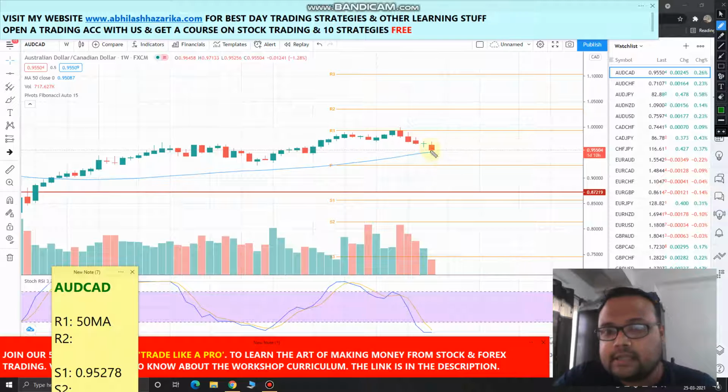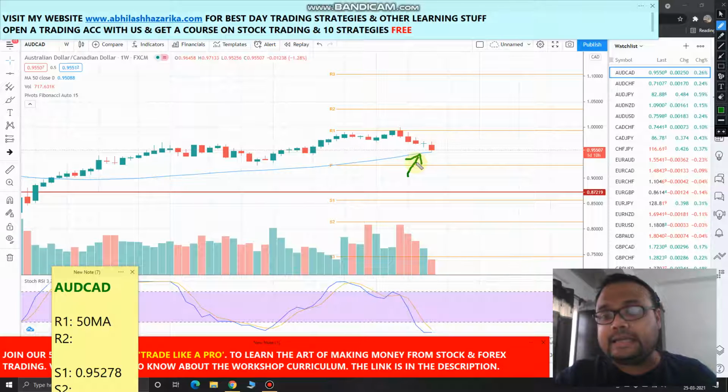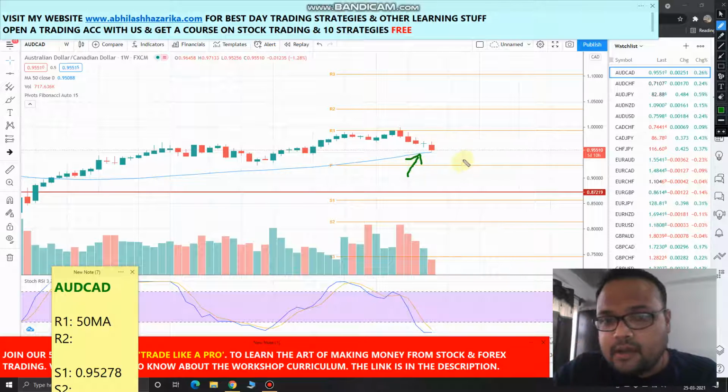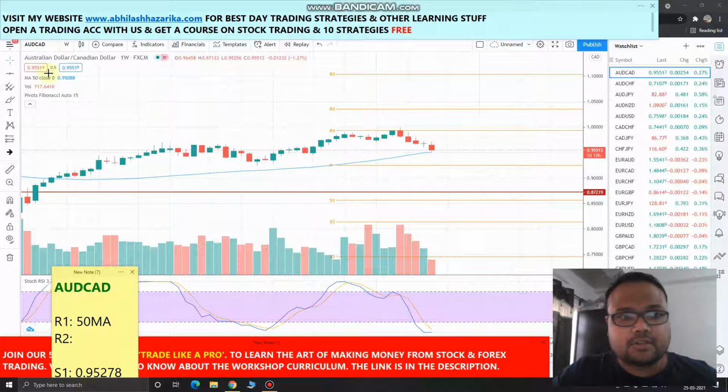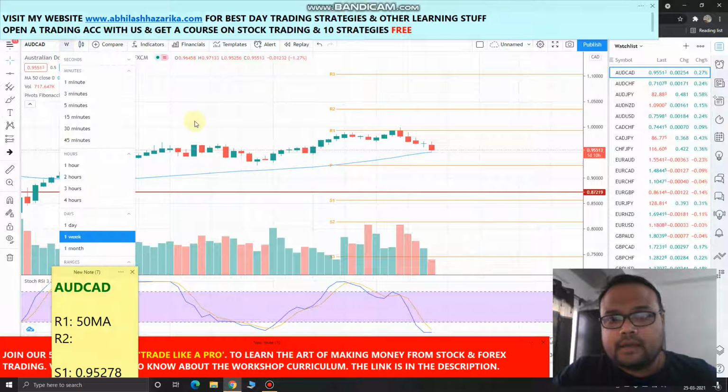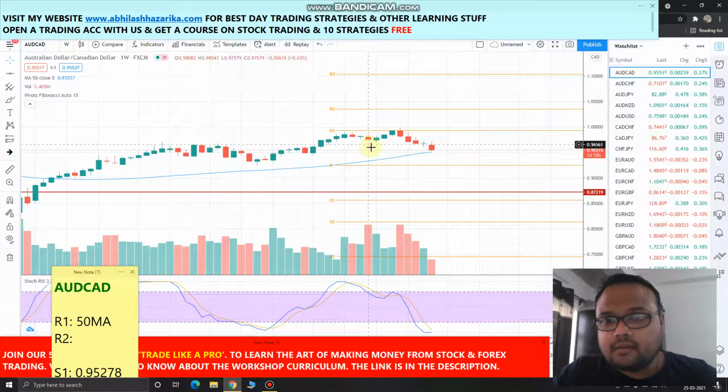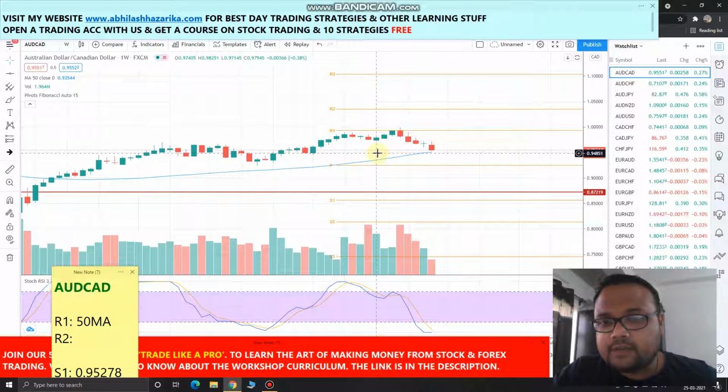You can see that it was coming down, and it took support at the 50 moving average. From the 50 moving average it took support, and it seems that it has respected the 50 moving average. It did not break the 50 moving average, and we can see a small price rejection. It signifies that it has respected the 50 moving average, so that's a good sign. And the point where it respected the 50 moving average is the 0.9527 level.